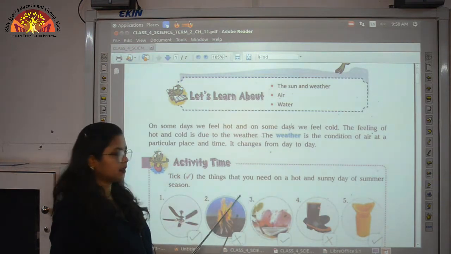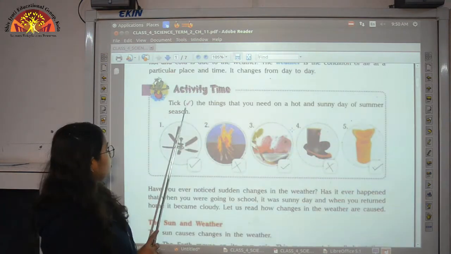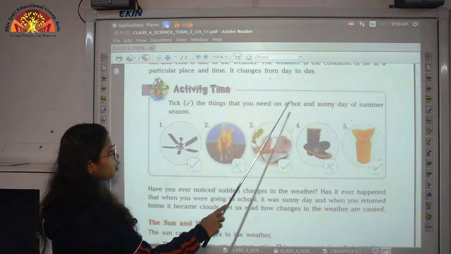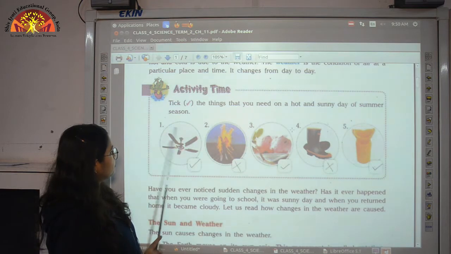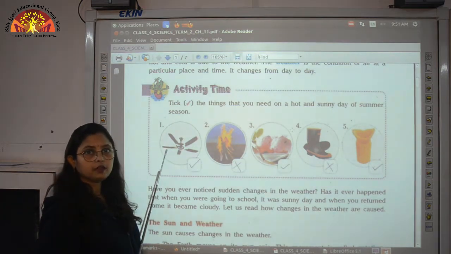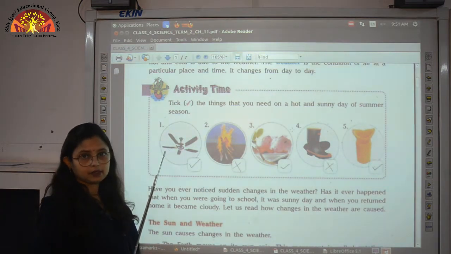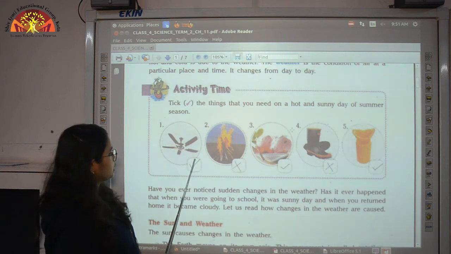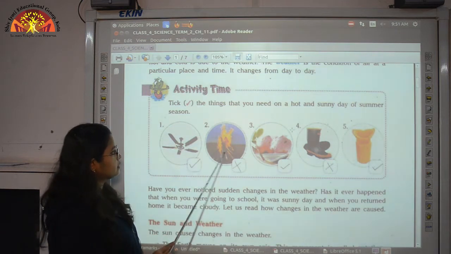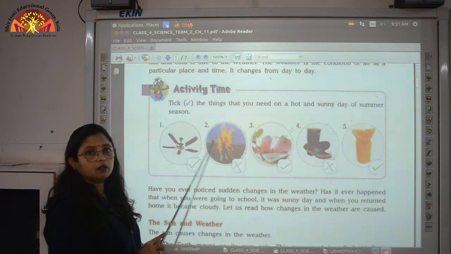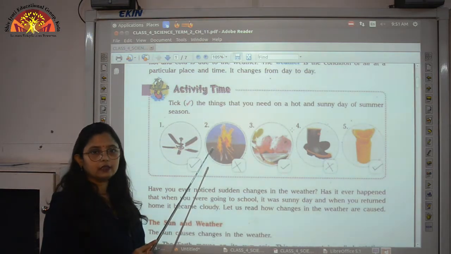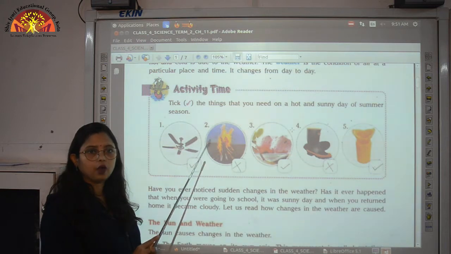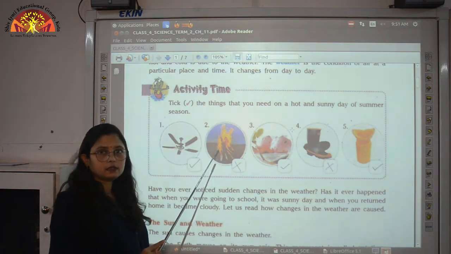Now let's do this activity which is given in your book. Pick the things that you need on a hot and sunny day of summer season. Now you can see here the first picture is of fan. So children, we need fan in summer seasons. So we put a tick mark over here. Now here you can see this is a fire. Firewoods are burnt over here. So this type of arrangement we don't need in summer seasons because it gives us warmth. We need this in winter seasons.